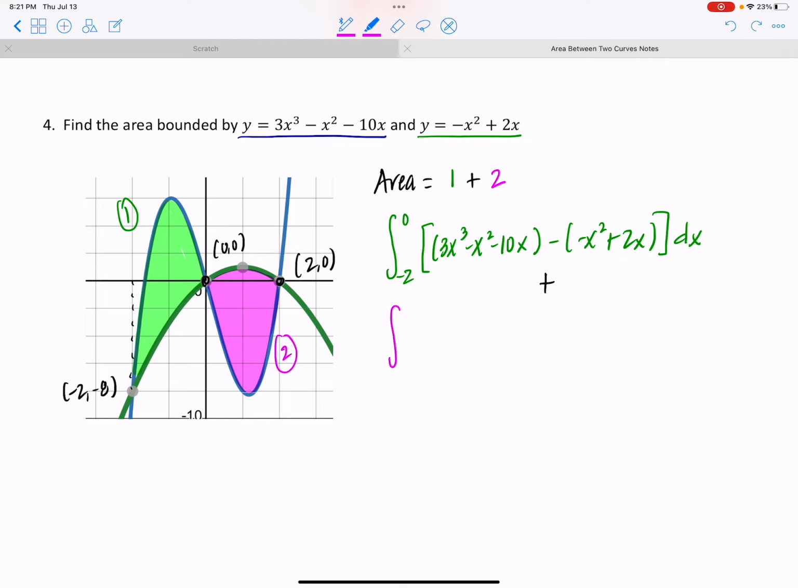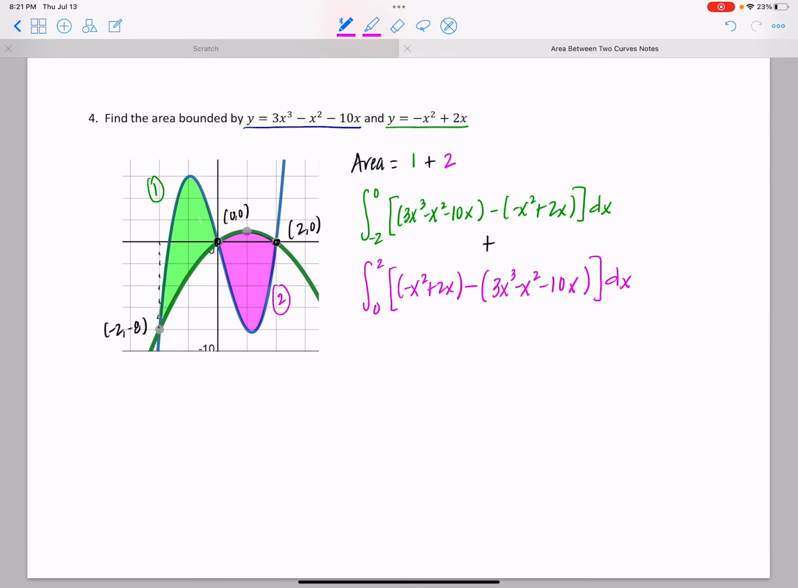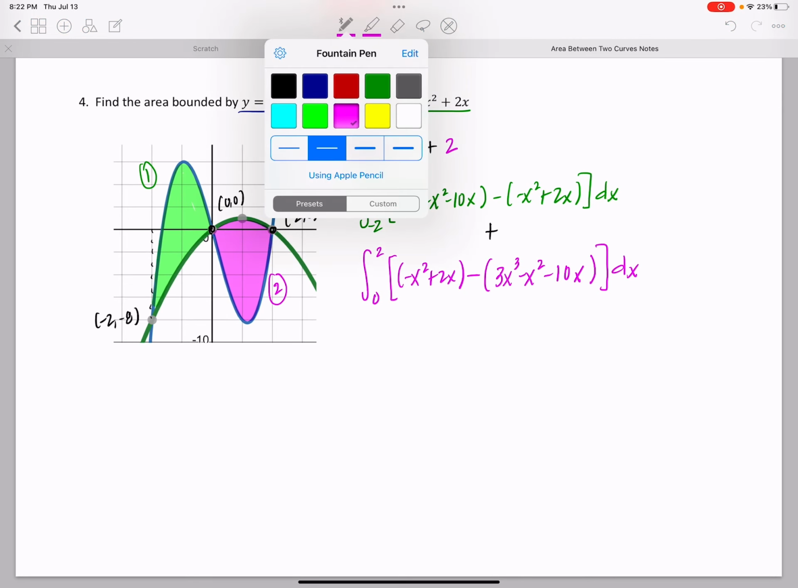So from 0 to 2, f of x minus g of x. In the second region, again, the quadratic is the upper bound, so -x squared plus 2x, minus the cubic, which is the lower bound. Okay, so now we have it all set up. Let's go ahead and subtract the functions, integrate, and then evaluate the antiderivatives.